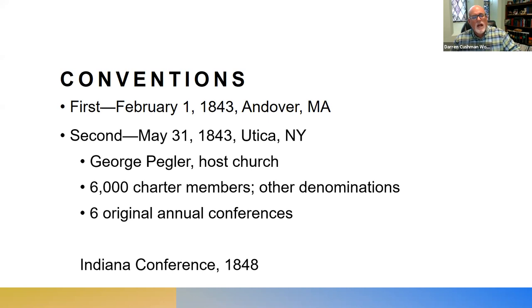In Indiana, the annual conference will form a few years later in 1848. So it's here pretty early. Mostly, it's really centered in New England and then kind of spreads out around the Great Lakes. So one of those six original founding areas is the Miami Conference. There's the Michigan Conference. So it kind of sweeps in that direction.